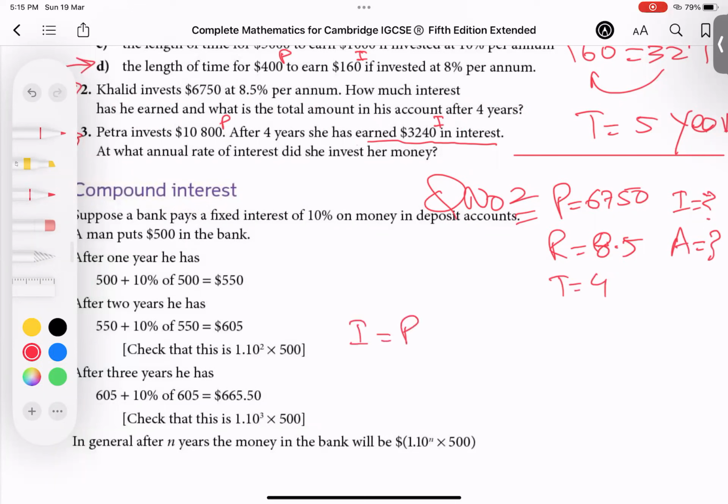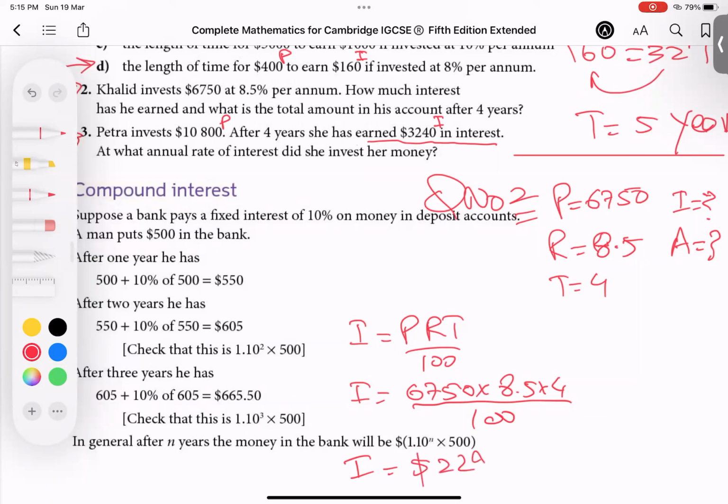I is equal to PRT by 100, and P is given as 6750, and R is given here as 8.5, and time is 4, divided by 100. It's a matter of typing in the calculator, which I'm doing. So 6750 times 8.5 times 4 divided by 100, and I get $2295 profit.